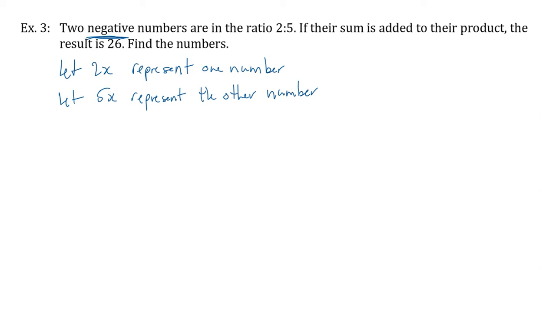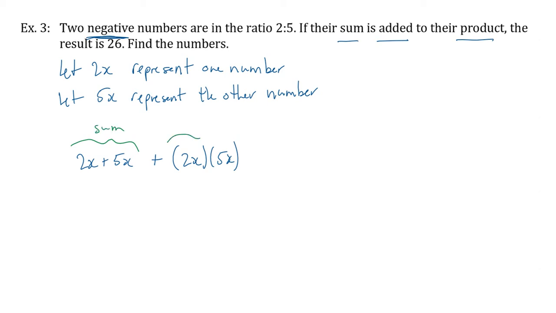Now, what does it mean the sum is added to the product? Well, the sum of two things is 2x plus 5x, because those are the two numbers, and that's their sum. So their sum is added to their product. Well, the product of two things is multiplying them. So this is the sum, and this is the product. And when the sum is added to the product, it equals 26.